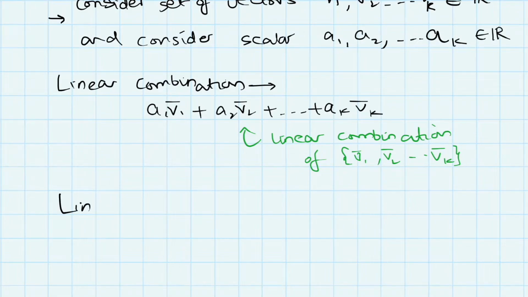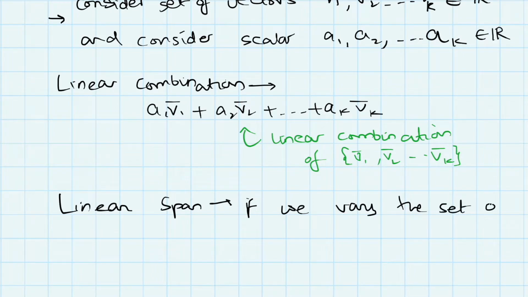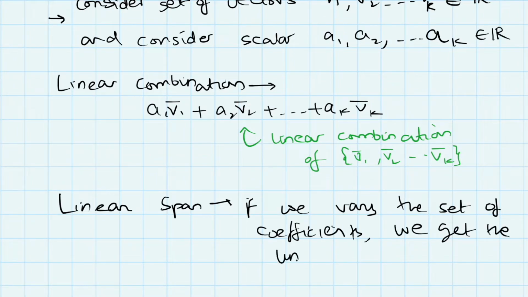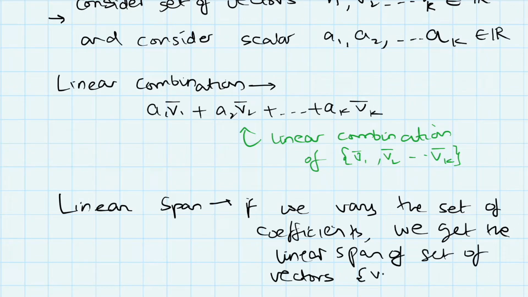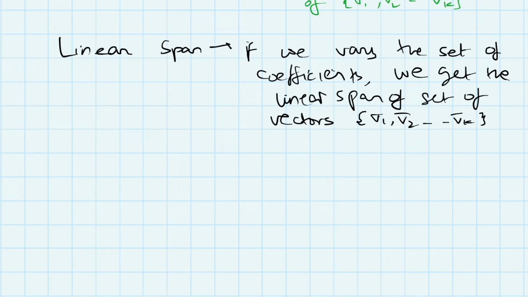Moving on to what is linear span. If we vary the set of coefficients, we get the linear span of the set of vectors v1, v2 up till vk. This is the linear span of the set of vectors. Now this might be a little confusing right now, so let me just take an example.